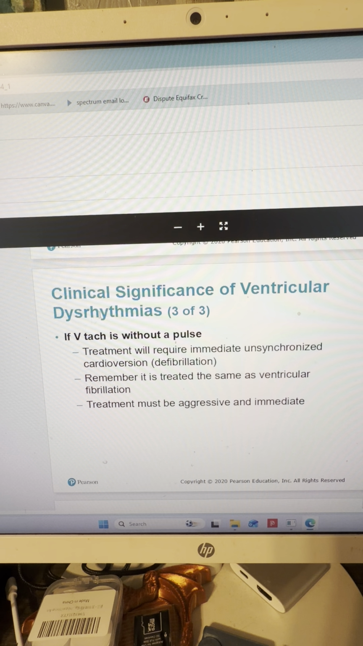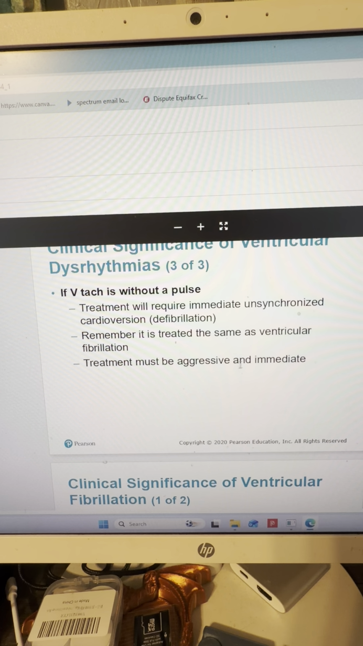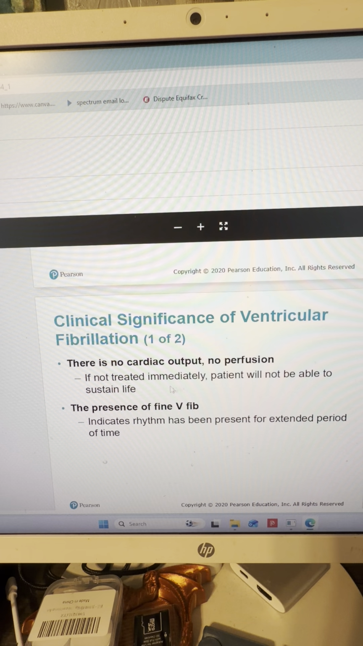VTAC without a pulse, this is your ACLS pulseless algorithm. Immediate unsynchronized cardioversion, I had to read that, which is defibrillation. I don't know why they put it that way, but it's treated the exact same way as VFib. Aggressive, immediate treatment, or they're going to die. If there's no cardiac output, there's no perfusion.